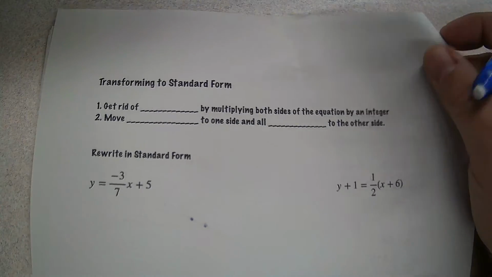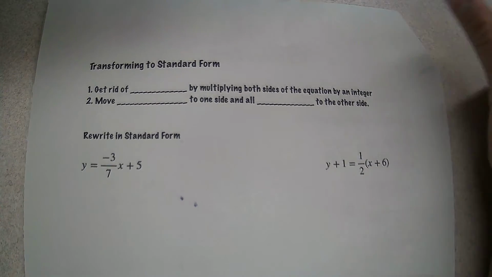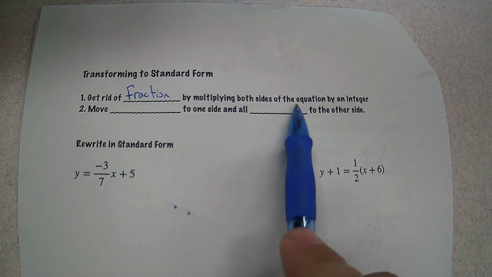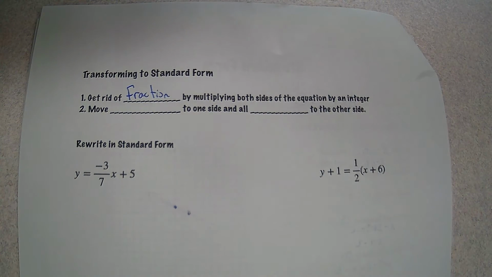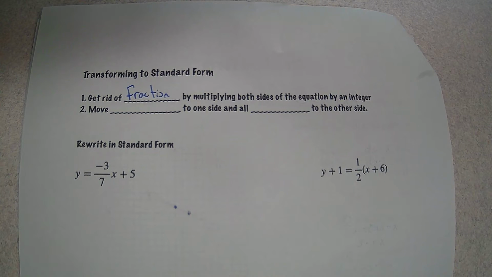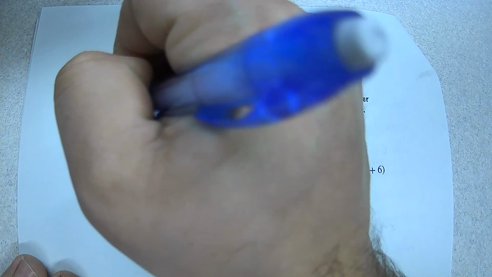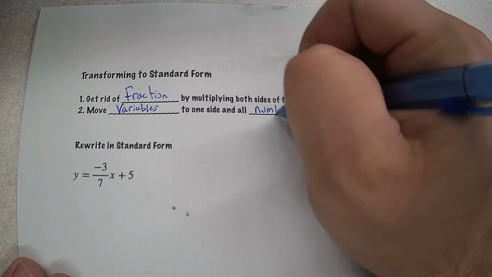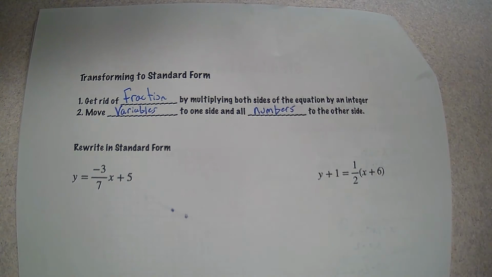Now, to write something in standard form, the very first thing that we want to do is get rid of fractions. So if you have any fractions, we're going to get rid of them by multiplying both sides of the equation by some number. And we'll talk about what that looks like. Then we're going to move all the variables to one side, and then we're going to move all of our numbers to the other side. So constants.